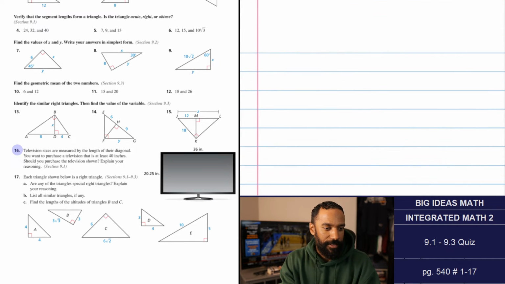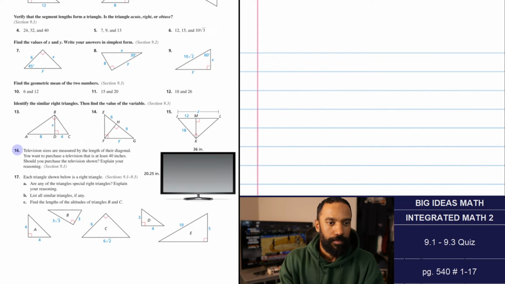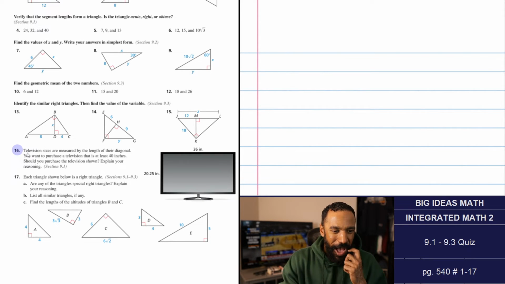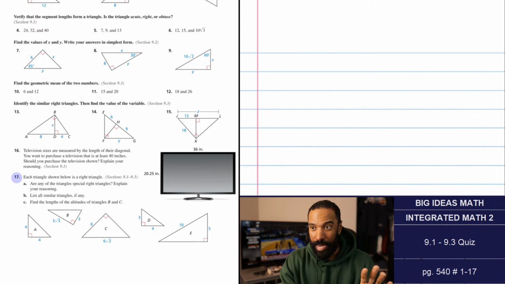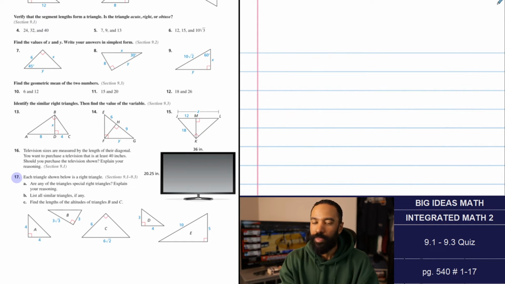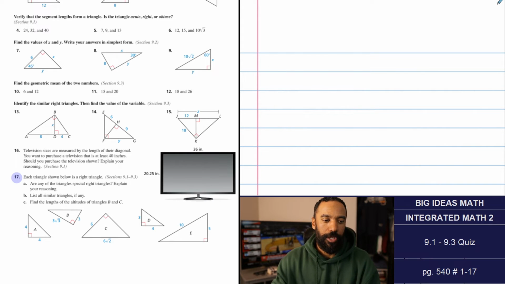One more question, number 17. Okay, so number 17. Each triangle shown below is a right triangle. This is all of 9-1 to 9-3, it looks like. Oh, I didn't see that this said 9-1. So yeah, totally Pythagorean theorem-esque. Each triangle shown below is a right triangle.